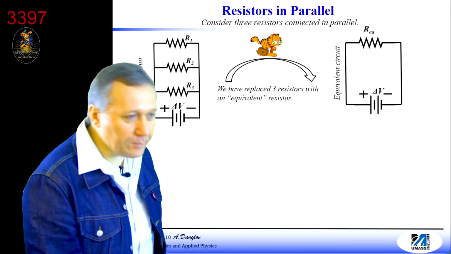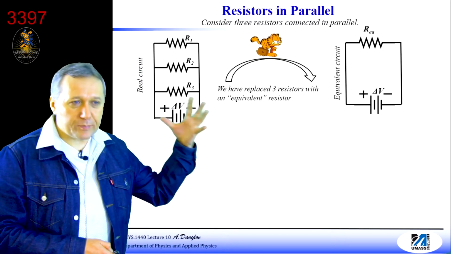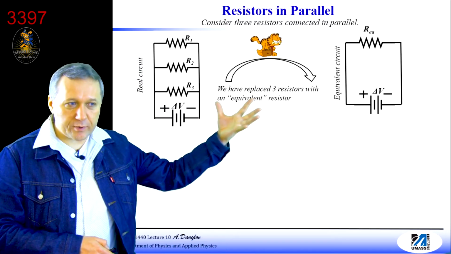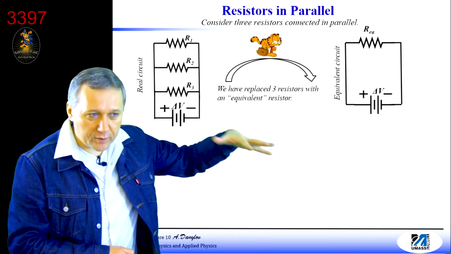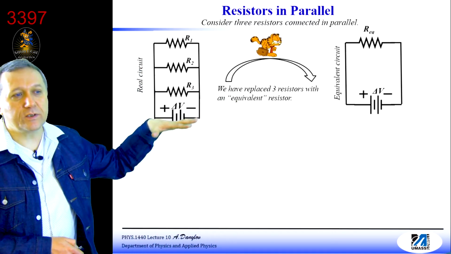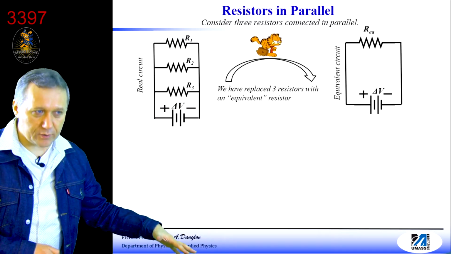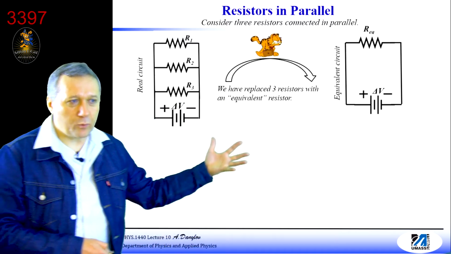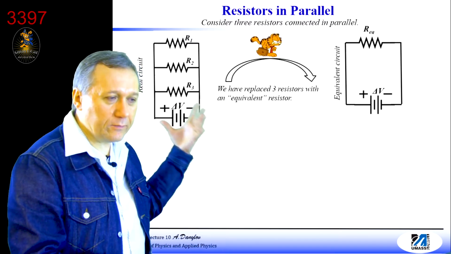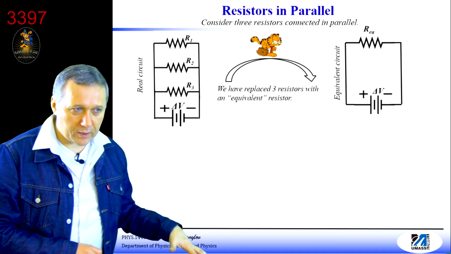And when you do this replacement, I have to pronounce the same magic words. When you replace those resistors with an equivalent resistor, the rest of the circuit must work in exactly the same way. In this case, the rest of the circuit is just a battery. But of course, in real life, it can be a very, very complicated circuit where you can spend, I don't know, maybe weeks building that. And if you do this replacement, you don't want to destroy the work of the rest of your circuit.